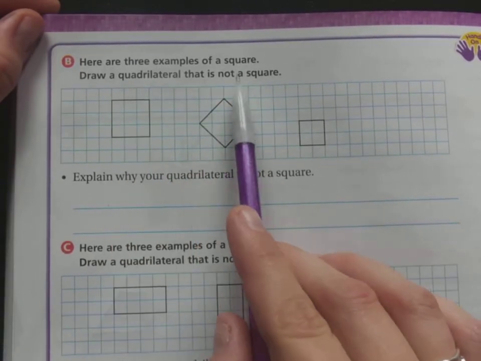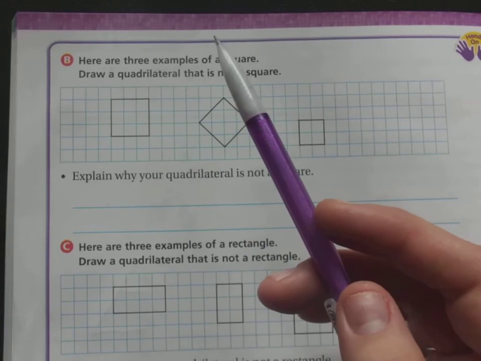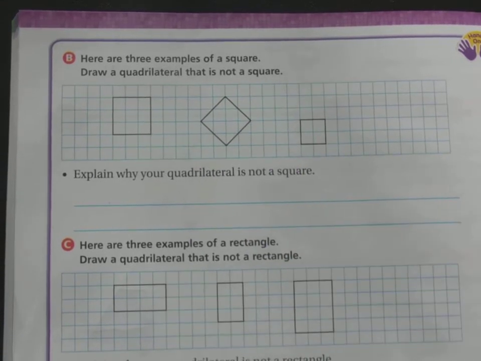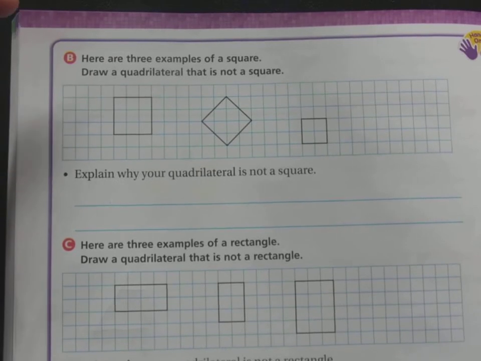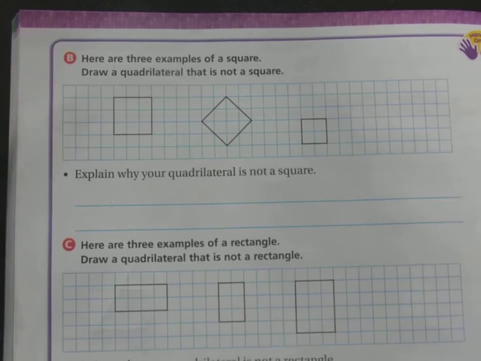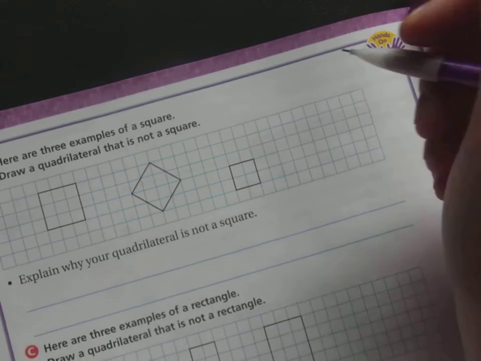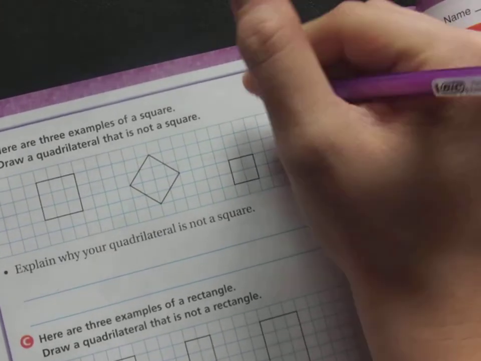Draw a quadrilateral that is not a square. So again, there can be many different drawings for this one, but I'll show you what I'm going to do just so you can get an idea. So again, look at that cheat sheet we have. What is a square? A square has 2 pairs of opposite sides that are parallel, 4 sides that are of equal length, and 4 right angles. So it has to have all those things to be a square. So I'm drawing this shape.